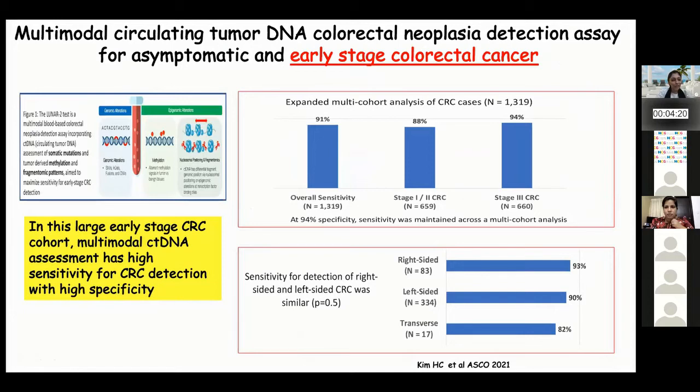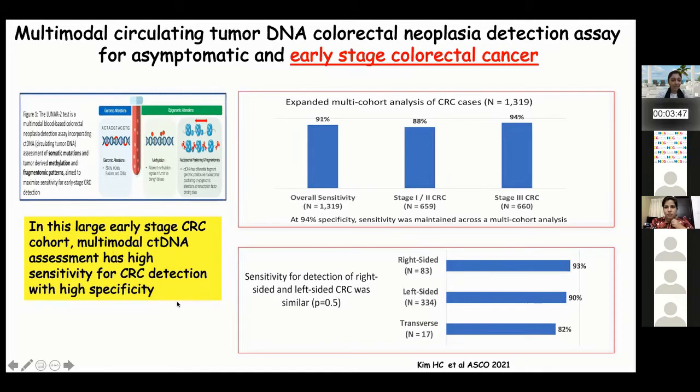And this was a very interesting study that took patients who were detected by colonoscopies and then determined to have stage 1 to 3 disease and had ctDNA at the same time. And you can see that using the LUNAR-2 test was associated with a 94% specificity and sensitivity was maintained at stage 1, 2, as well as stage 3 patients. And it didn't matter if patients had right-sided or left-sided tumors. So multimodal ctDNA assessment has a high sensitivity for CRC detection with a high specificity.